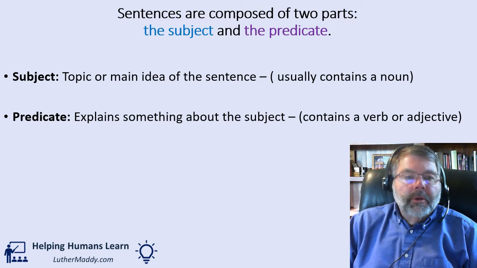The most basic complete sentence is composed of two parts, the subject and the predicate. The subject is the topic or the main idea of the sentence and usually contains a noun. The predicate explains something about the subject. It may contain a verb or an adjective. Let's go ahead and look at some examples.